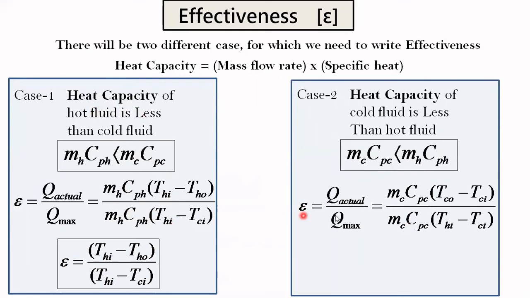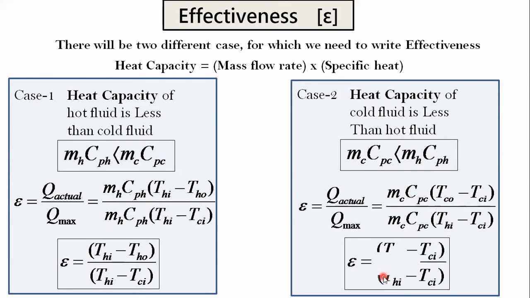Same here, the effectiveness by definition is Q actual upon Q max. Here the heat capacity for cold fluid is less, so we have to write down here MCCPC times the fixed THI minus TCI, and again in numerator we have to write down MCP delta T for cold fluid. So here MCCPC times TCO minus TCI. So these two terms will get cancelled out. So effectiveness is TCO minus TCI upon THI minus TCI.